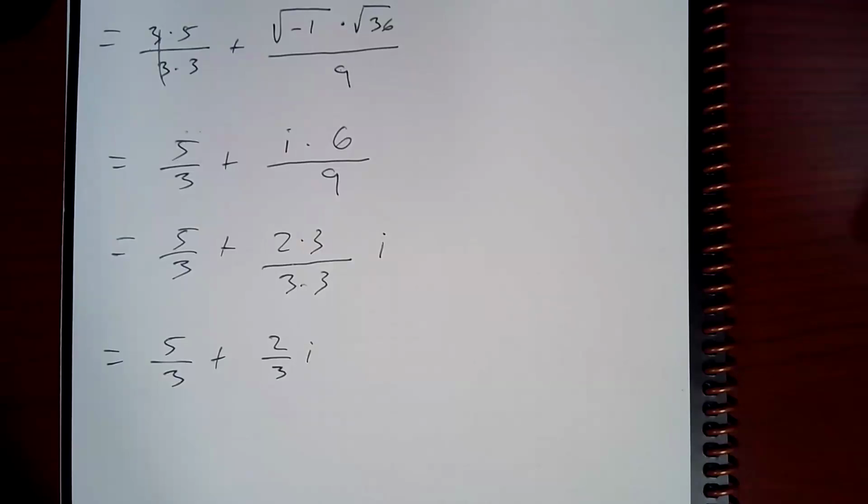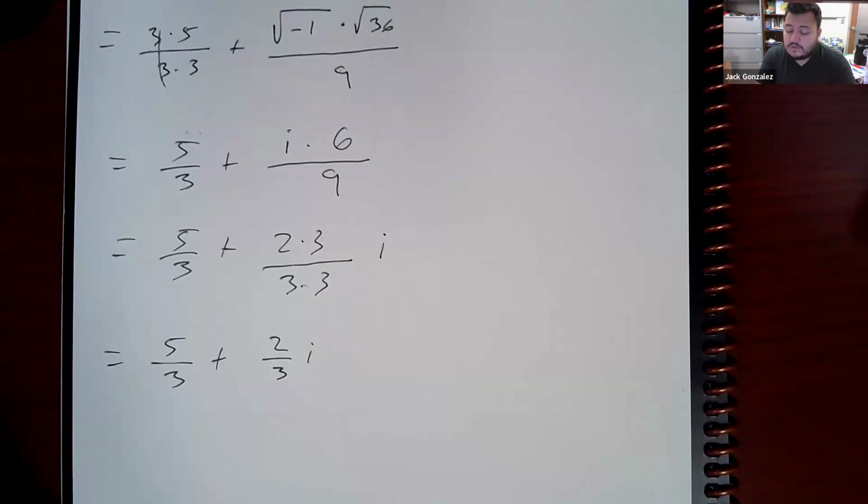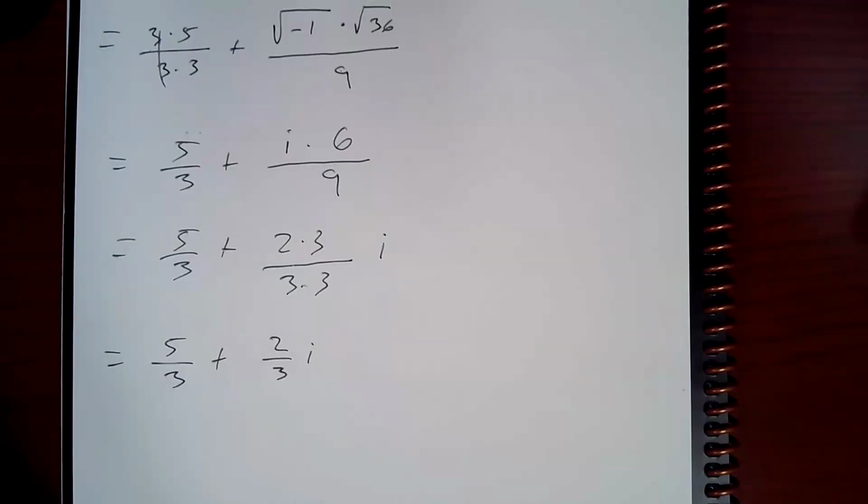I had a question. So pretty much the square root of -1 always turns into i. A square root of -1 always becomes i, yes. Okay, thank you.